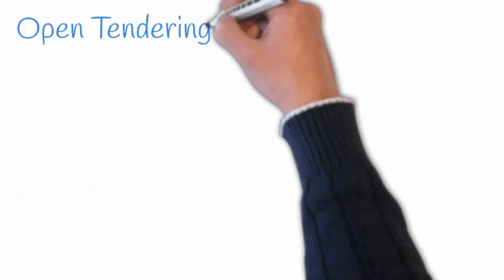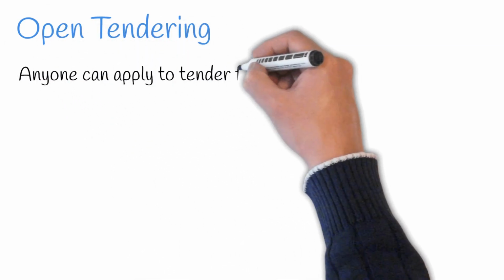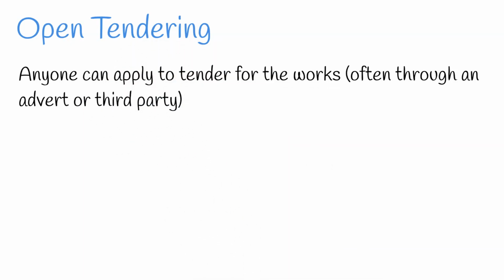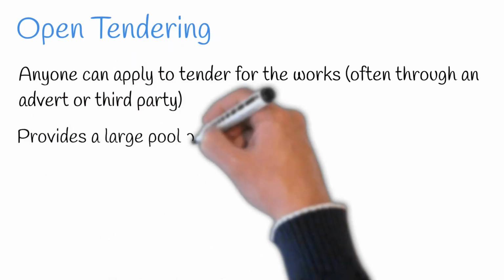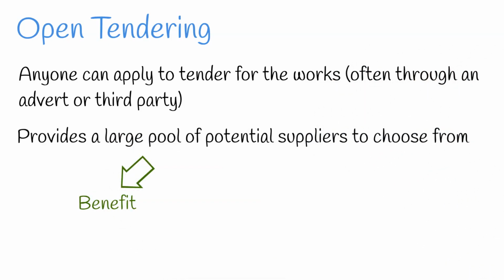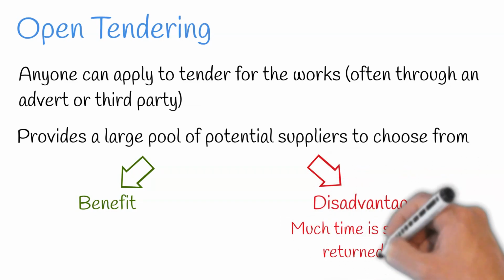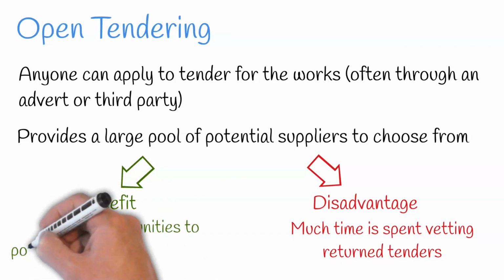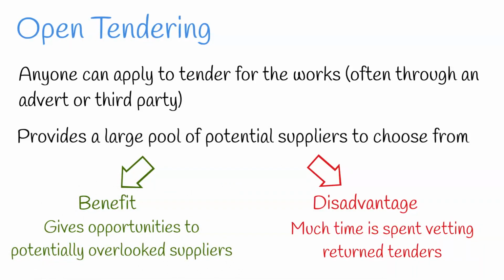Firstly, we have open tendering. Under this option, anyone can apply to tender for the works. This is often for an advert or third party. This option provides a large pool of potential suppliers to choose from. This can be either seen as a benefit or disadvantage, as much time is spent vetting return tenders. However, contrary to this, it may give an opportunity to a suitable supplier who'd otherwise miss out on the other tender options.